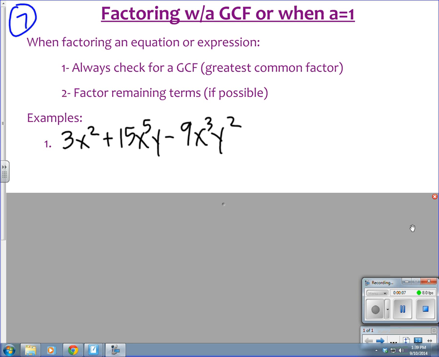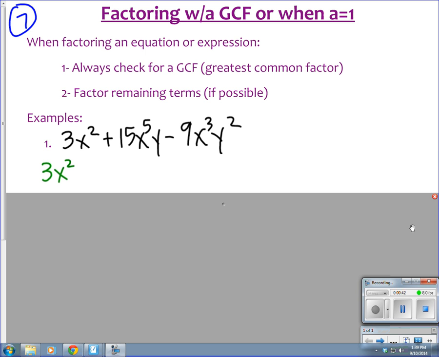Okay, so with this expression, what is the greatest common factor of 3, 15, and 9? Well, think of numbers divided into 3, 15, and 9 evenly. 3, right? So a 3, and then we also have, do all of them have an x? Yes, and how x to the what? All of them have at least an x squared, right? So we can factor out a 3x squared.